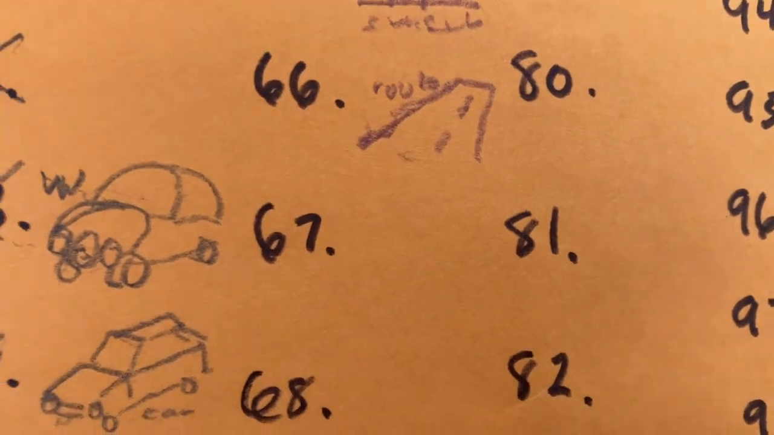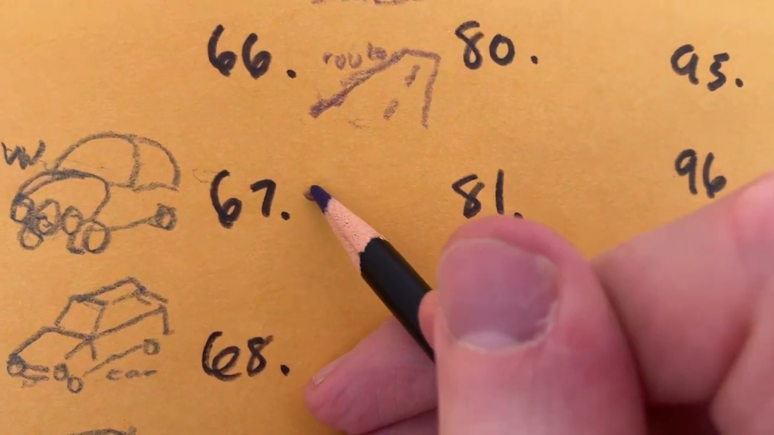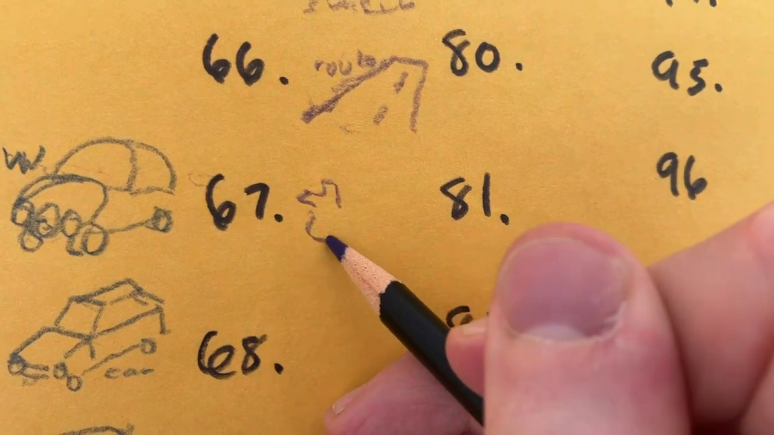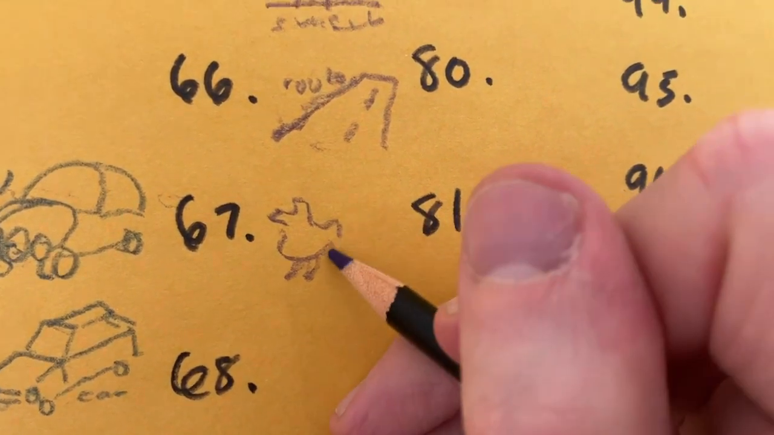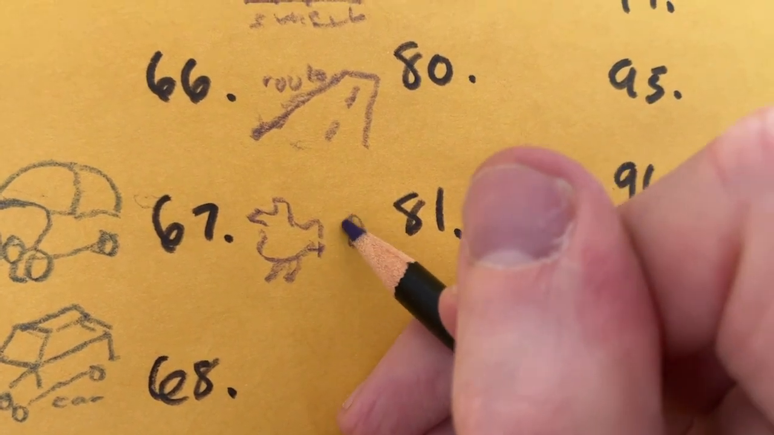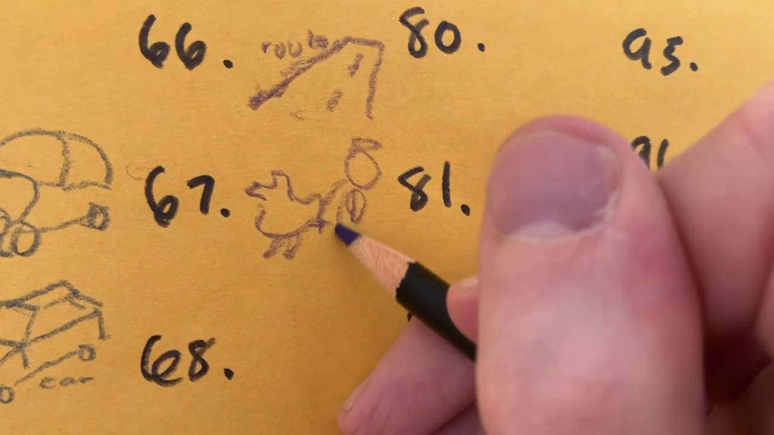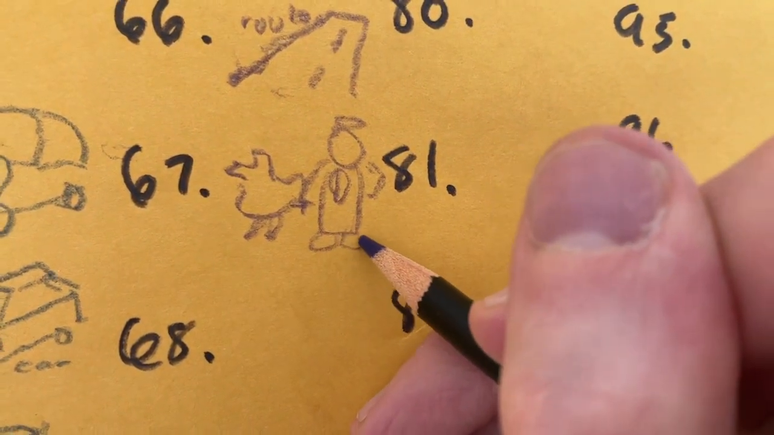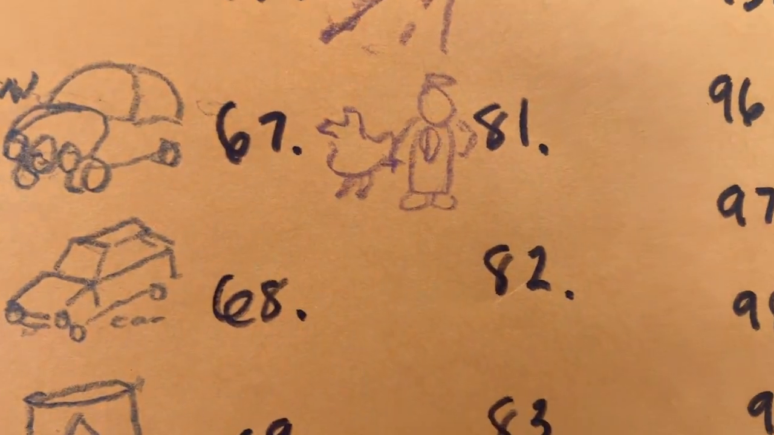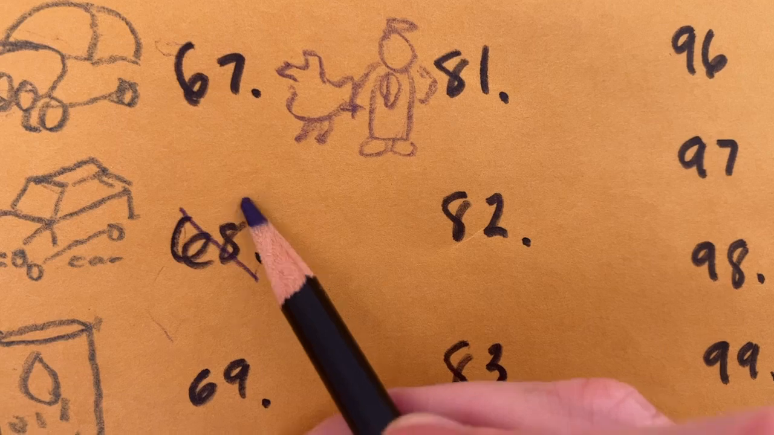67. I have a hard time with this one too. Again, if I don't remember 67, I can put a goose. It doesn't even look like a goose. It could be a bird, and an angel, and maybe I can do something with that. Symbolize something. 68. What did I put for 68? I have no clue. Let's cross it out.